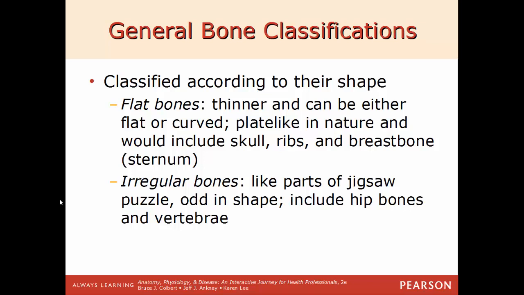And there are other bones that don't really fall into any of these other categories. They are this odd shape. They are irregular bones. They look irregular. They just look weird, such as the vertebrae, your backbones, and the bones that are in the hips. They don't fall under long or short or flat. They just look strange, so they are classified as irregular.